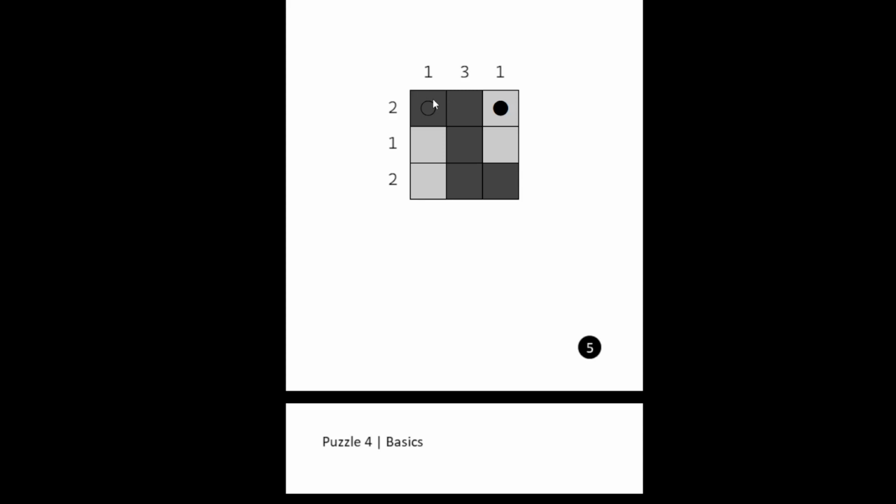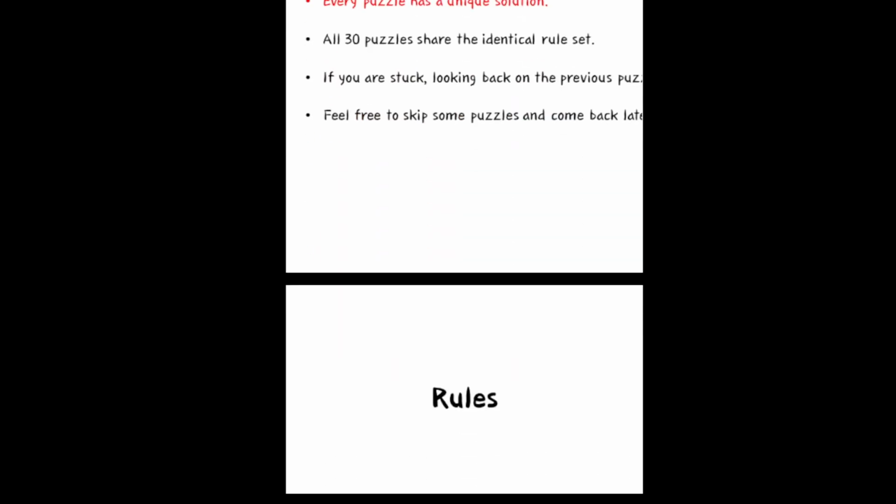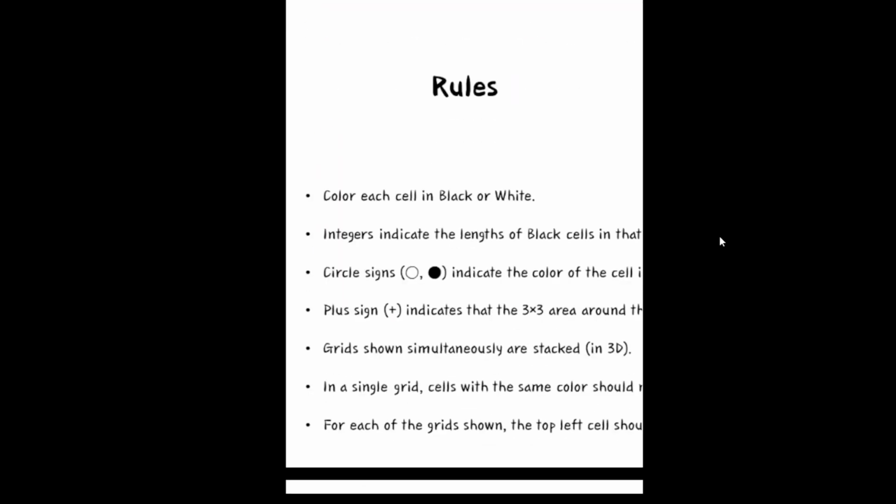So the black tiles are all connected here, but we know black and white must be equivalent, because if we look at the rules, the only thing that specifically mentions black or white is here, right? Integers indicate the lengths of black cells. But the circle signs just indicate the color. Well, okay, the plus sign rule, that could say something, right? The 3 by 3 area around it is all black or something.